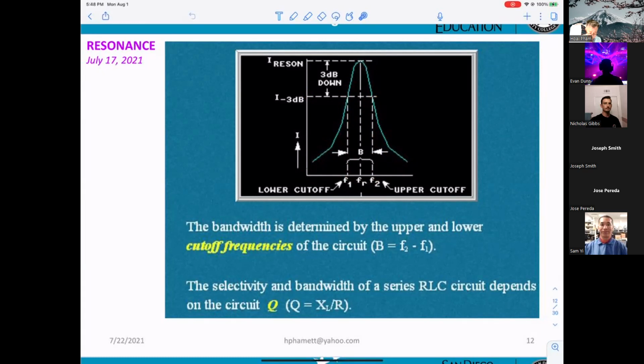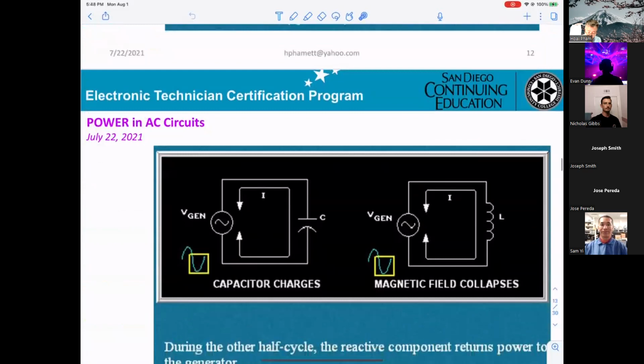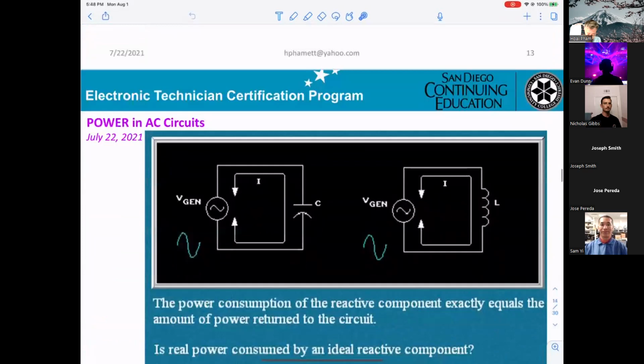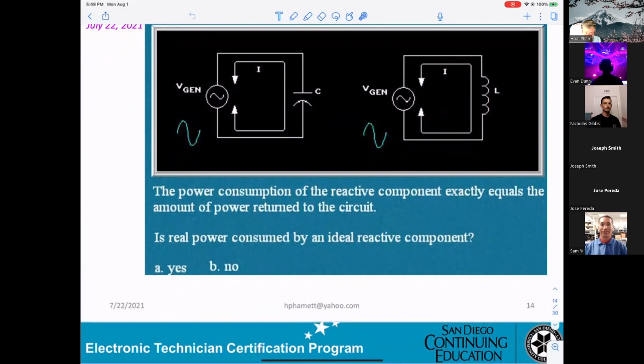The selectivity and the bandwidth of a series RLC circuit depend on the circuit quality Q. That means basically the bandwidth is divided by Q, and Q will be calculated by I Q L divided by R. During the other half cycle, the reactive component returns power to the generator, so they do not lose any power. The power consumption of the reactive component is exactly equal to the amount of power returned to the circuit.